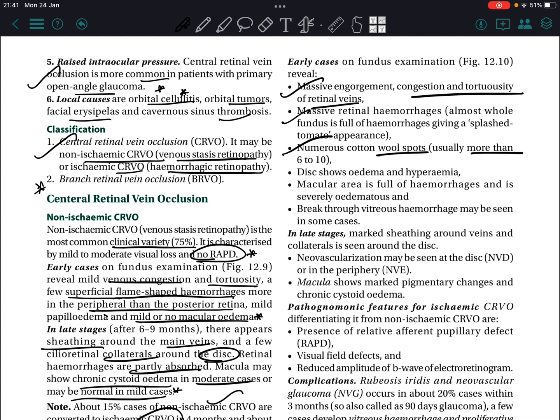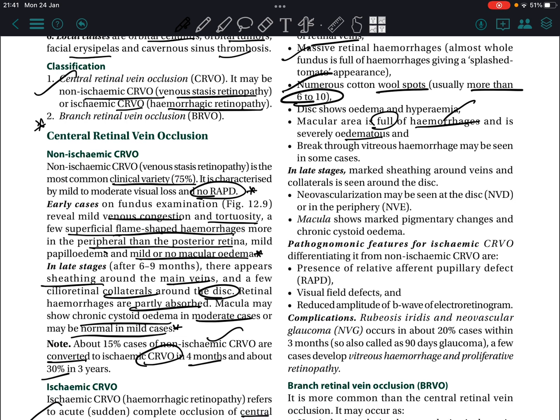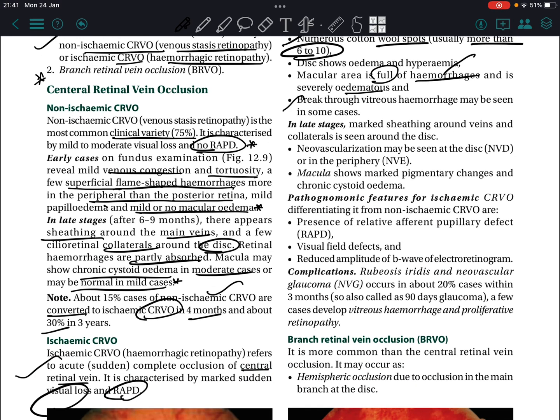Numerous cotton wool spots, usually more than 6 to 10. Discs show edema and hyperemia. The macular area is full of hemorrhages and is severely edematous. Breakthrough vitreous hemorrhage may be seen in some cases.